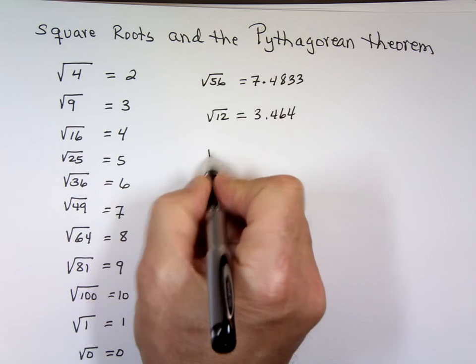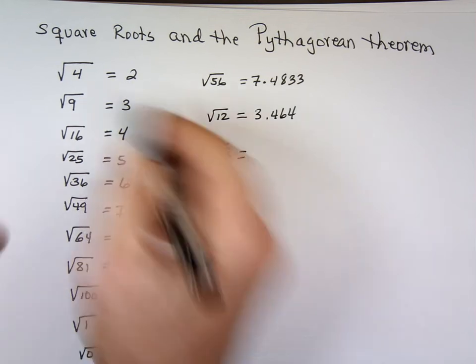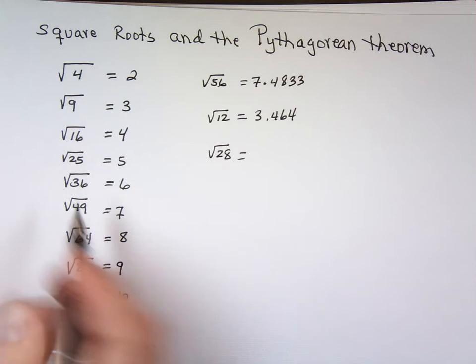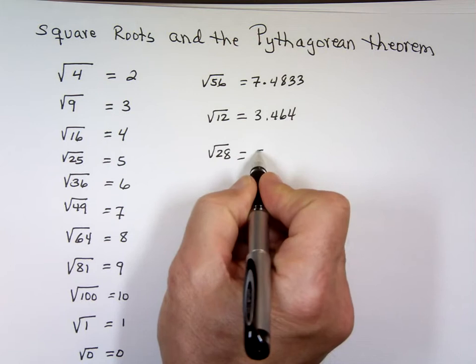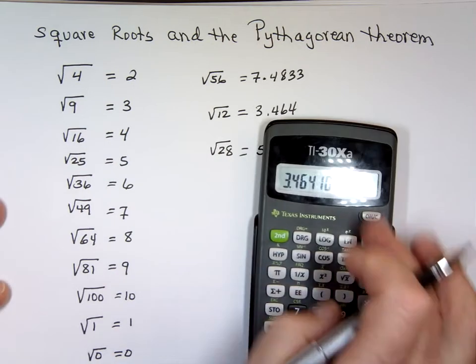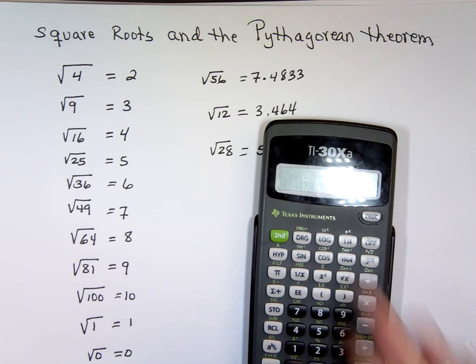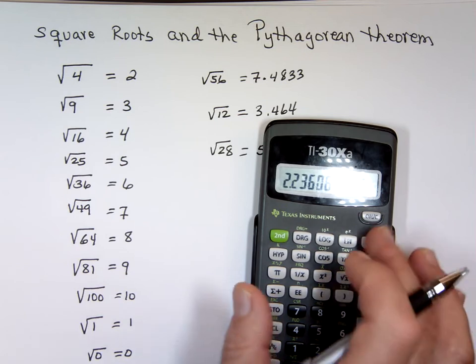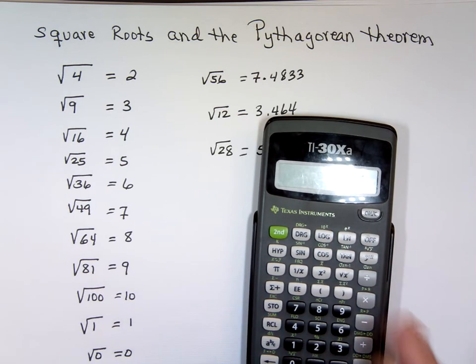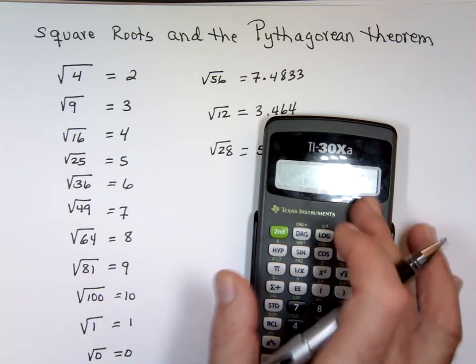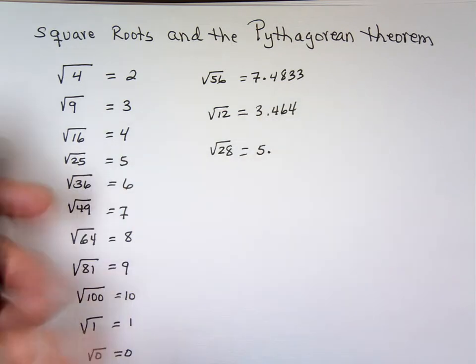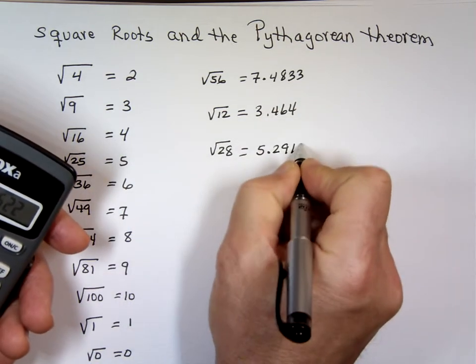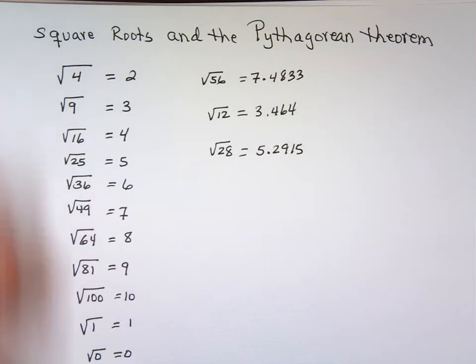What's the square root of 28? 28, again, not one of those numbers. It's more than 25, less than 36, closer to 25. So it would be closer to 5, the answer. Let's see what it is. Oh, what did I say, 25? I hit 5 instead of 25. The square root of 28, 5.2915. So if it's not one of those perfect squares, then you have to use a calculator.